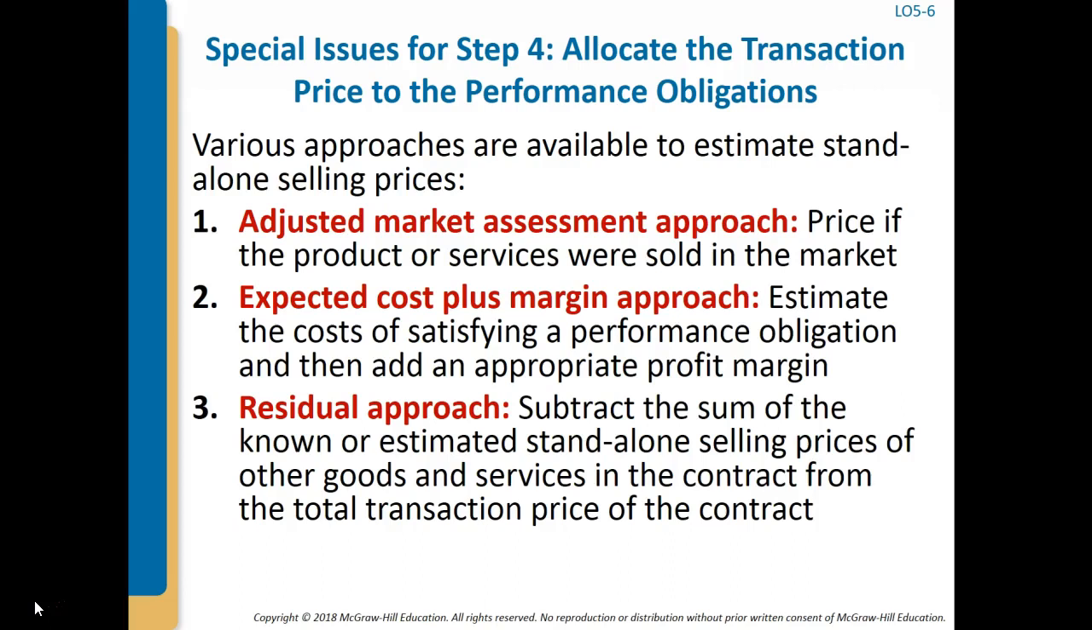Or the expected cost plus margin approach, where the seller estimates the cost of satisfying a performance obligation and then adds an appropriate profit margin. The residual approach, where the seller estimates an unknown standalone selling price by subtracting the sum of the known or estimated standalone selling prices of other goods and services in the contract from the total transaction price of the contract. The residual approach is only allowed if the standalone selling price is very uncertain, which is the case if the seller hasn't previously sold such a good or service and hasn't yet determined a price for it, or if the seller provides the same good or service to different customers at substantially different prices.